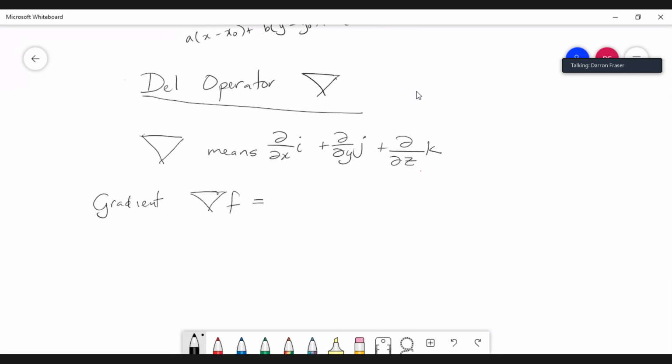So grad f. Let me define f first of all. So f, we just put it here, is f1 i plus f2, the other component j, plus f3 k. So the gradient of f now is partial f partial x i plus partial derivative of f with respect to y j plus partial derivative of f with respect to z k.